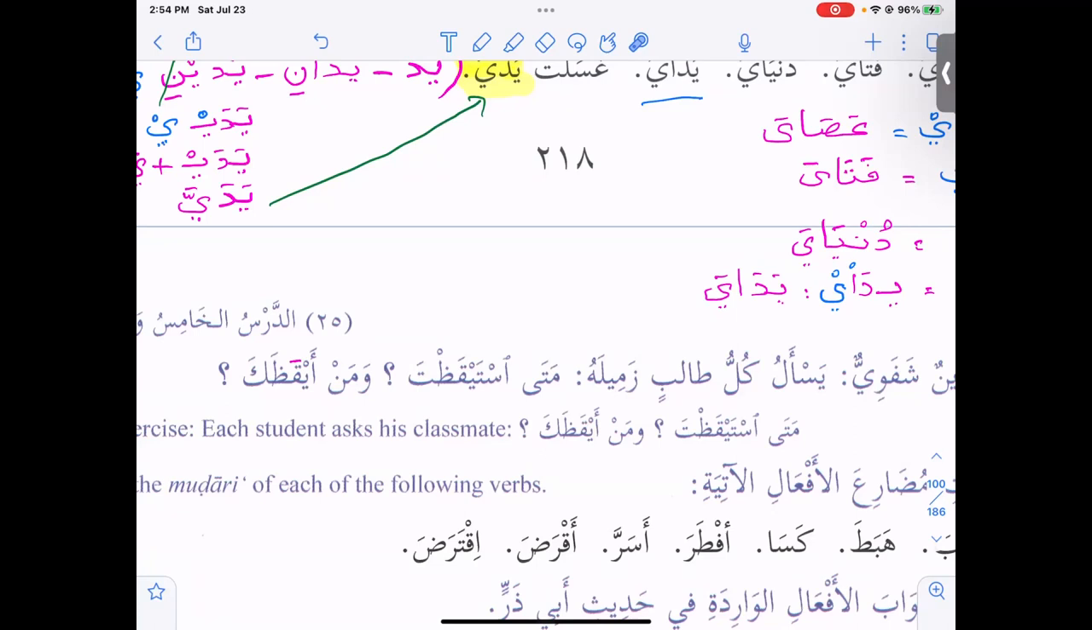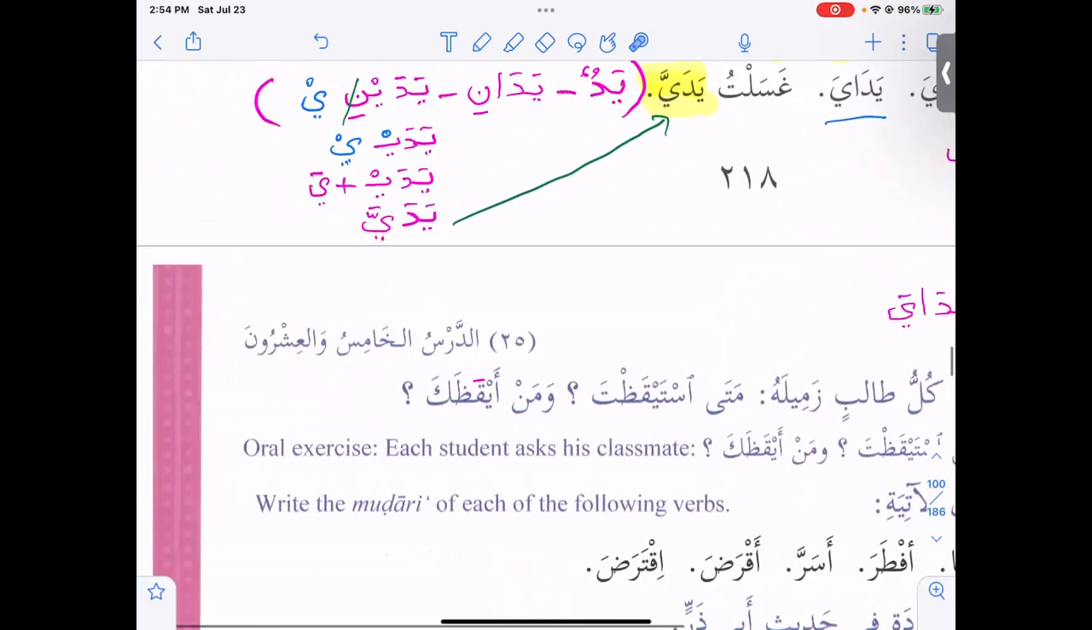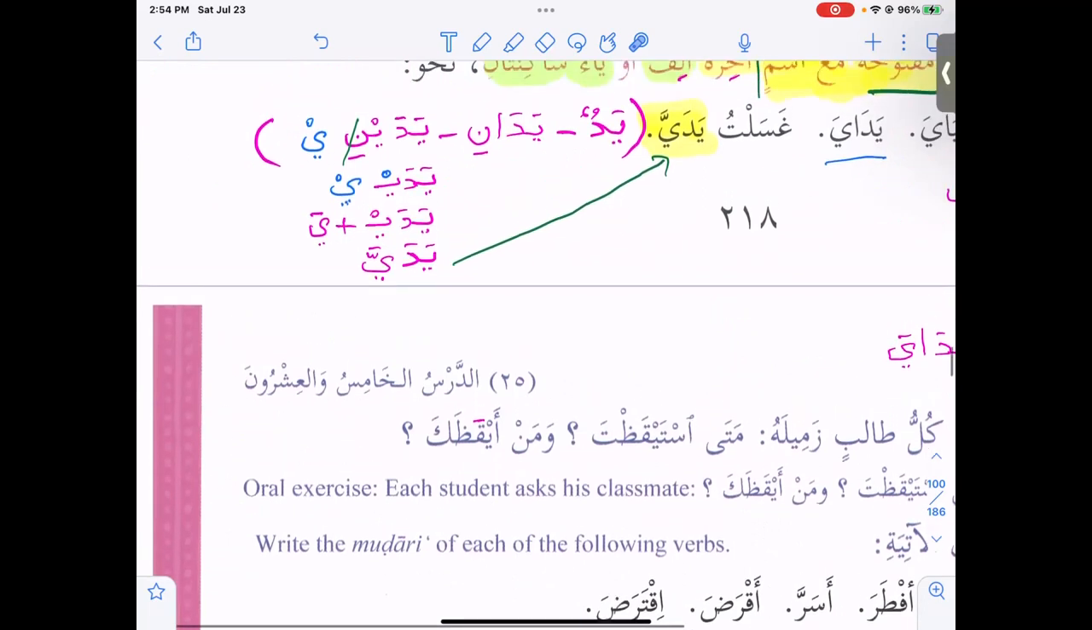Because there is a sukoon here, so we have to put a ya there. But here it is yadaini. Yadun, yadani, yadaini. Now that makes it very clear, inshallah. So yadaini, put ya there. Noon has to go away because it is now mansub and mudaf mudaf ilayhi.